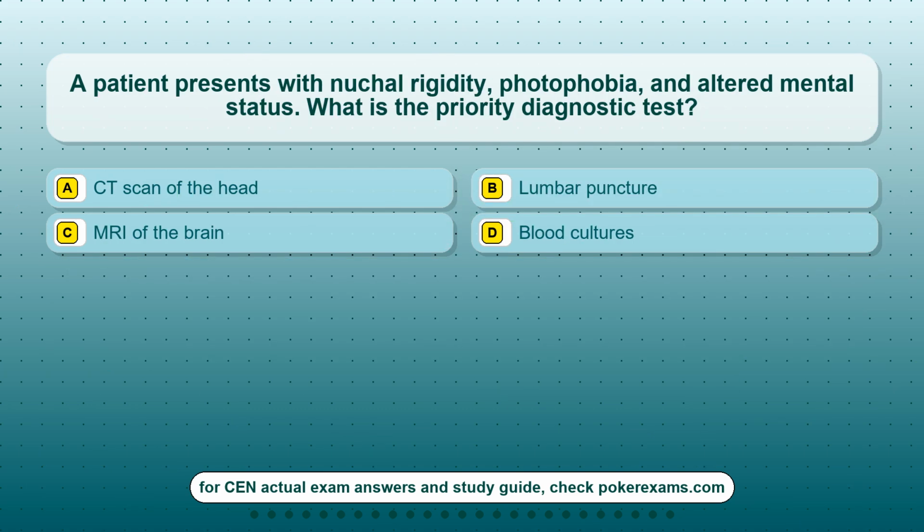Question 16. A patient presents with nuchal rigidity, photophobia, and altered mental status. What is the priority diagnostic test? Option A. CT scan of the head. Option B. Lumbar puncture. Option C. MRI of the brain. Option D. Blood cultures.